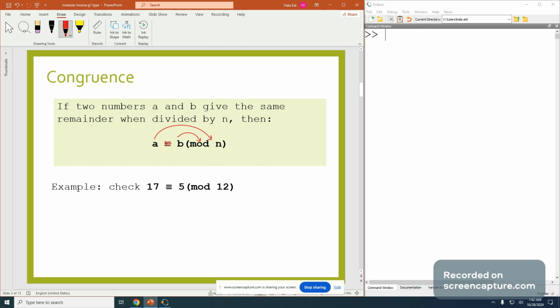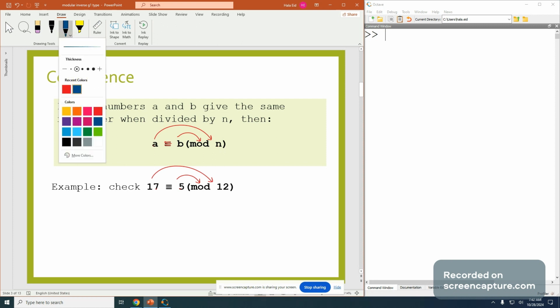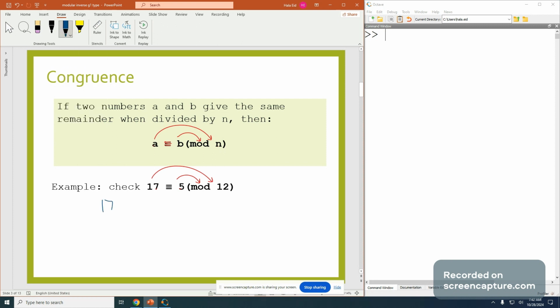So here is an example on congruence. It says: is 17 congruent to 5 mod 12? So 17, if I divide it by 12, would it give me the same remainder as if I divide 5 by 12? Let's check this out. I'll find 17 mod 12, and I'll find 5 mod 12, and I'll see if they give me the same remainder. You can do this easily in Octave or you can do it mentally. Let's just do it in Octave for practice.